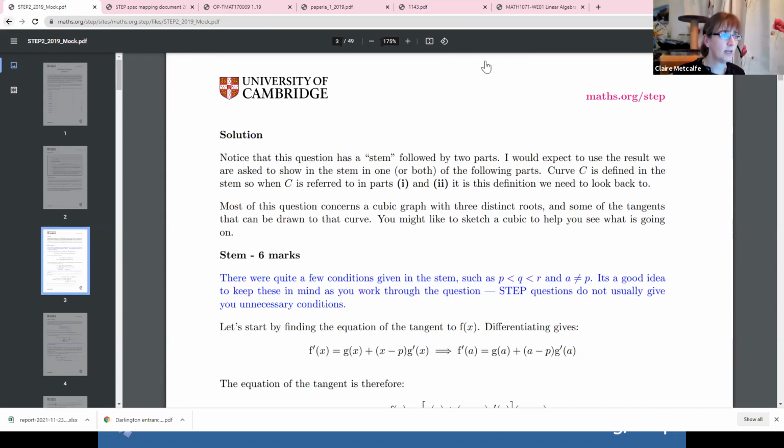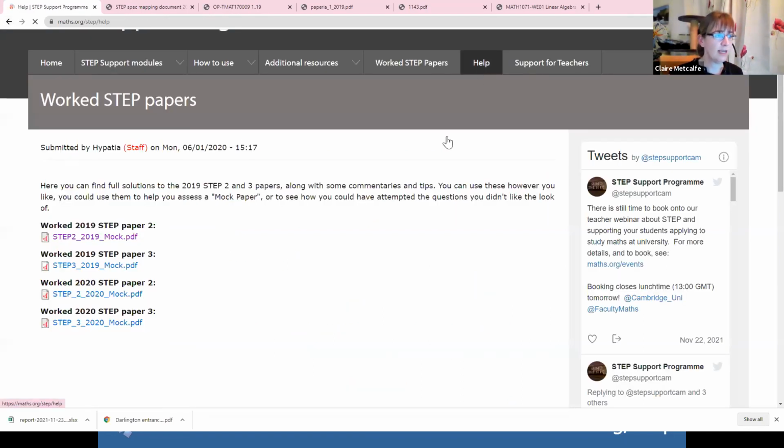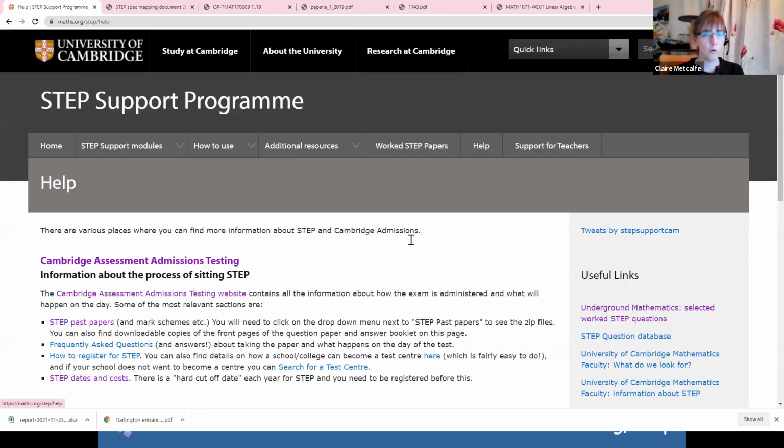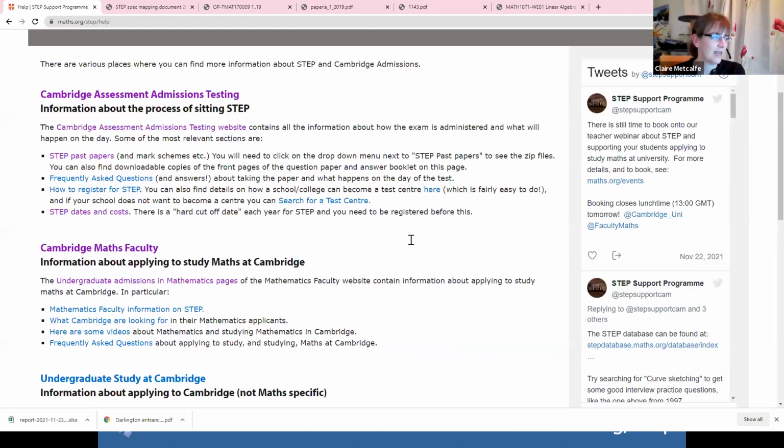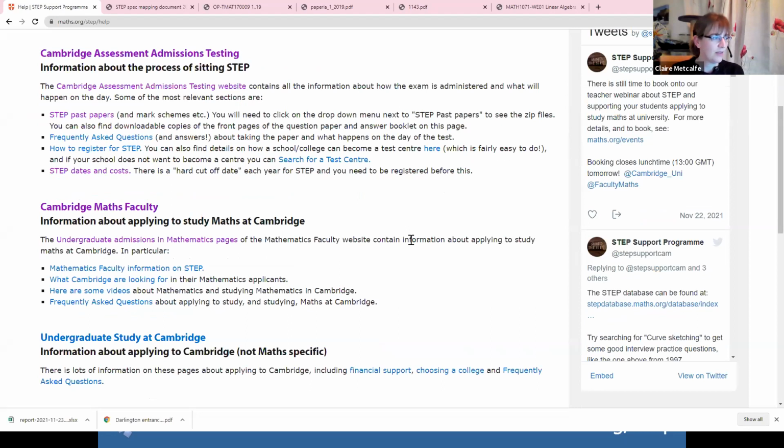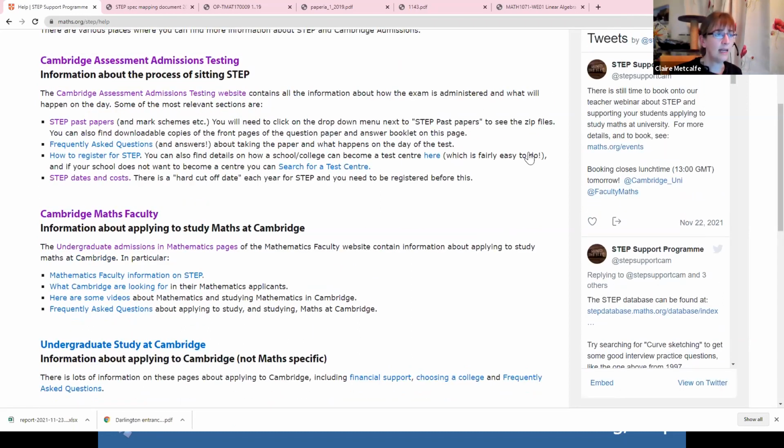The other thing to mention is that we've got a tab which says help. So I've tried to collect all the various facts from Cambridge Assessment Admissions Testing about actually the process of sitting the exam, from the Cambridge Maths faculty, and some other places. So if you're looking for a question about STEP, that's probably the first place to look at. So I've got lots of links to various sources of information. And at the moment, there isn't a lot in this section.